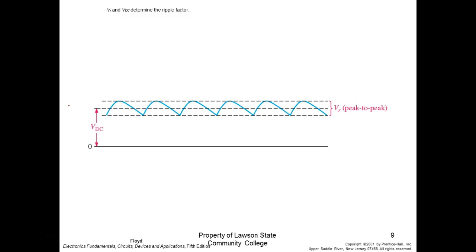So what would be the formula? So what's this right here? This is V peak out. So that's what we're getting out of our diodes, right? This right here would be V ripple peak to peak. So my DC out, volts DC, should be equal to V peak out minus V ripple peak to peak divided by 2.